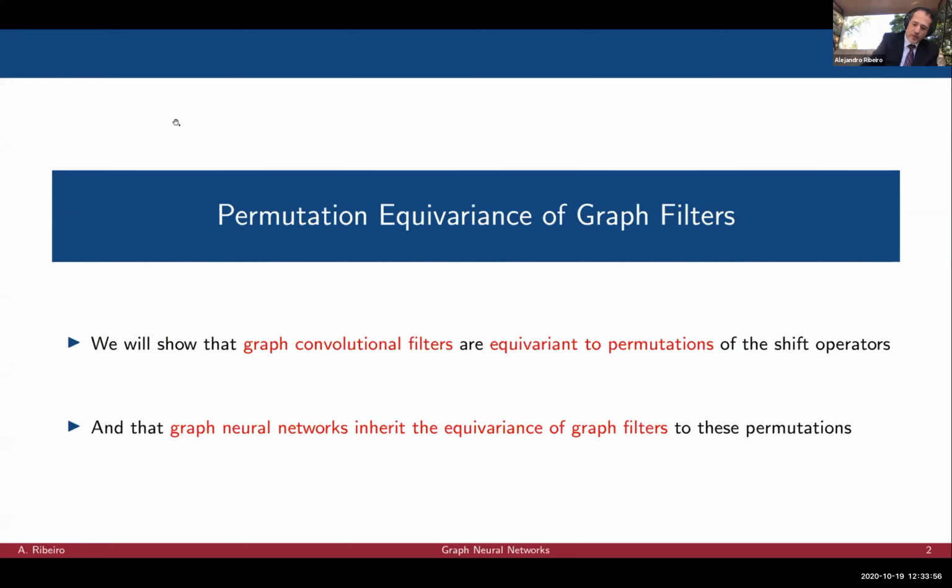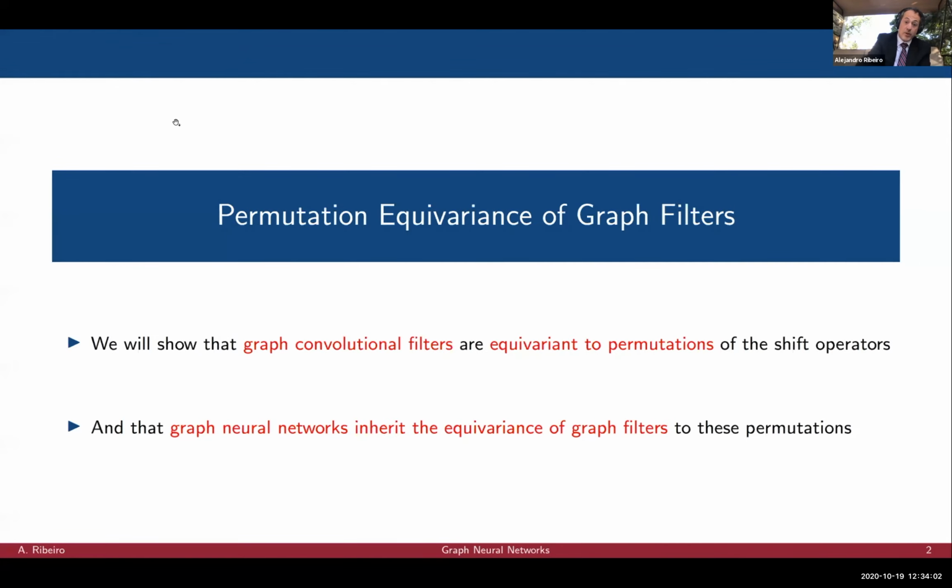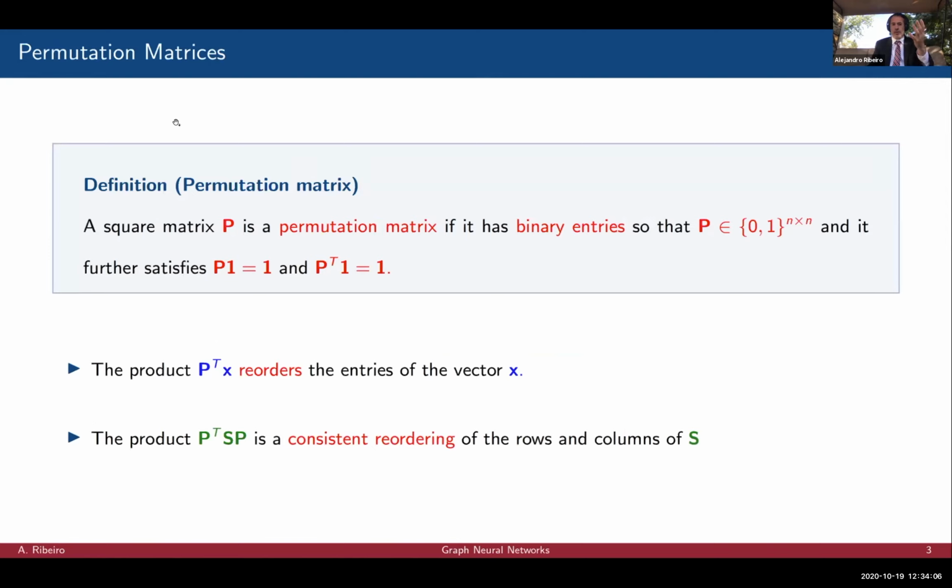But with these motivations and definitions in place, we are ready to talk about the first important property of graph neural networks, which is that of permutation equivariance. Actually, let's begin by talking about the permutation equivariance of graph filters. For your reference, here is the definition of a permutation matrix. What's important here is that when you multiply by a permutation matrix, you reorder the entries of a vector.